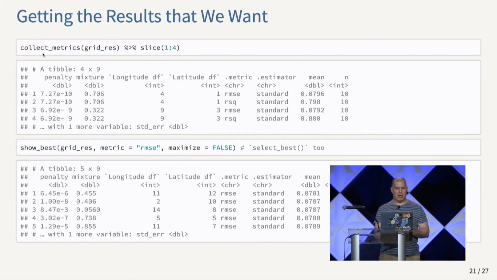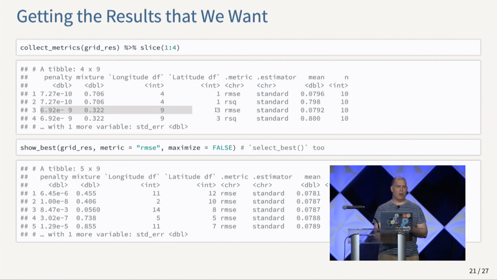Let's look at the first 4 rows of that. It gives you the tuning parameter values that you looked at. For example, the first candidate set used these 4 values, and its RMSE value, in log 10 units, is 0.0796. The R squared is about 80%. And then we have the second combination of tuning parameters here, and so on. So you might want to take these and sort them or plot them.